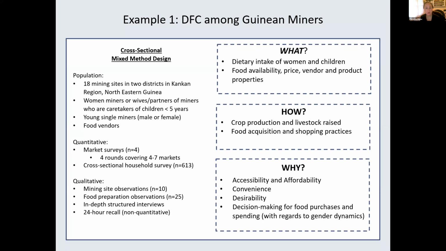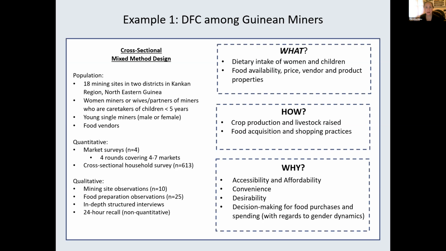They also completed qualitative mining site observations, food preparation observations, in-depth structured interviews, and 24-hour non-quantitative dietary recalls, and they used a slightly modified version of the standard DHS type questionnaire. Further, results from their observations and initial interviews were used to inform a second round of interviews with mothers. They specifically sought to understand the dietary intake of women and children and the food availability, price, vendor, and product properties to gain an understanding of what people were eating and what was available.